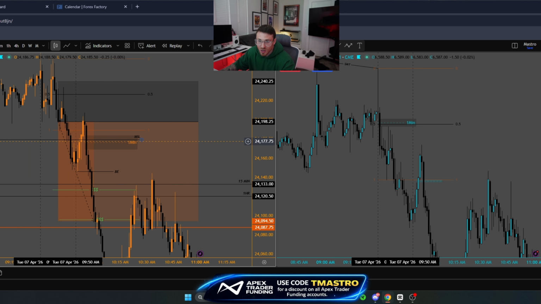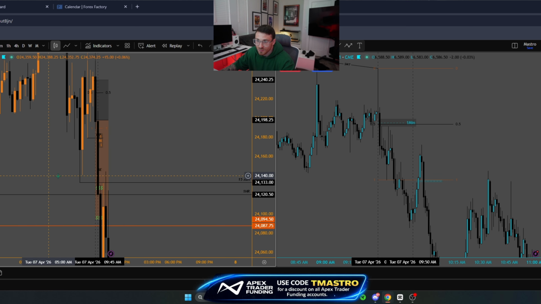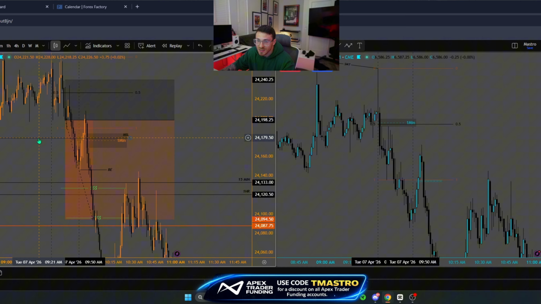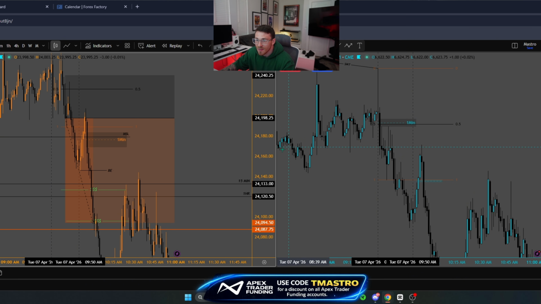Originally, I had this marked as break even because this was a 15-minute low, as we could see right here, but we ended up going straight through it. We also had another 15-minute low down below, which I wanted to be our break-even level, but I ended up making this my move stop loss, right? I have this as MSL, move stop loss.